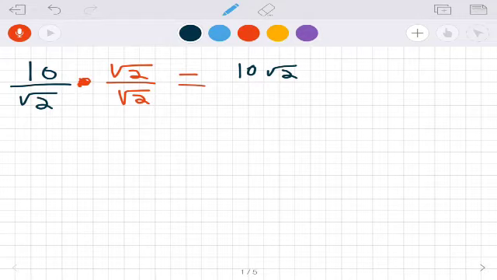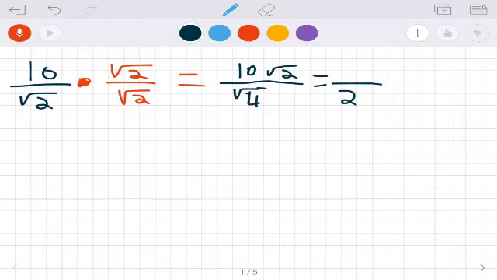Pretty simple. On the bottom you have the square root of 2 times the square root of 2, which is really the same thing as the square root of 4. And we happen to know the square root of 4 is really just 2. So we end up with 10 square roots of 2 divided by 2. We can break this up and basically just divide the 10 by the 2, and we end up with 5 square roots of 2. And so, simplified, 10 square roots of 2 divided by the square root of 2 becomes 5 square roots of 2. And that's basically how that works.